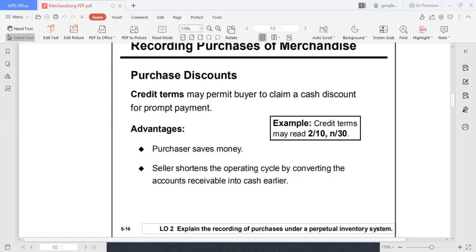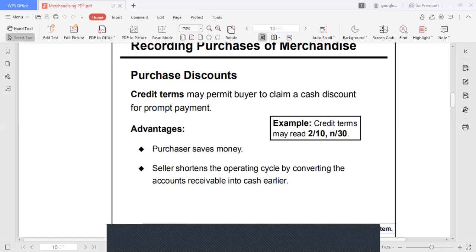So, what are the advantages of purchase discount? Of course, the purchaser saves money dahil mababawasan ang kanyang babayaran. And on the point of view of the seller, it will shorten the operating cycle by converting the accounts receivable into cash earlier.